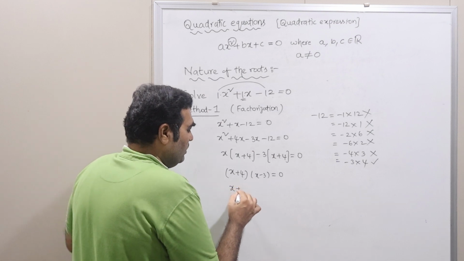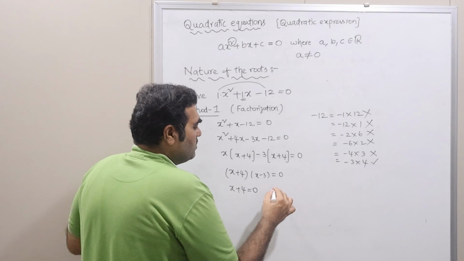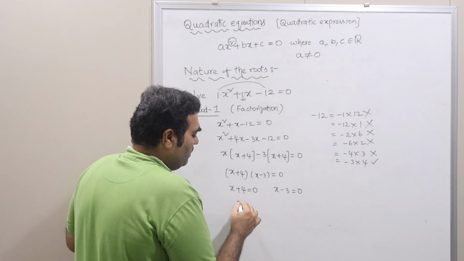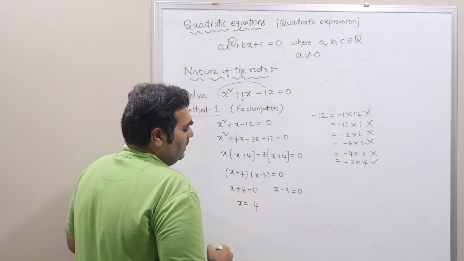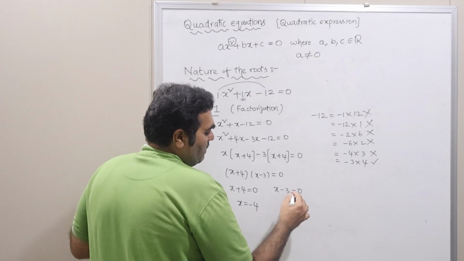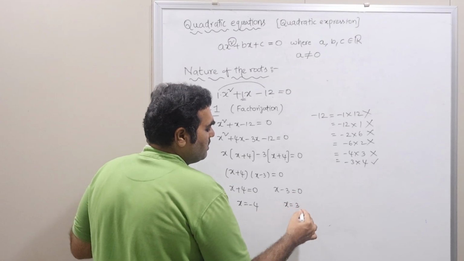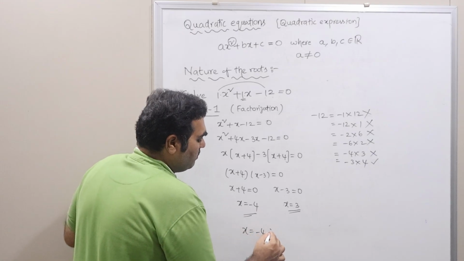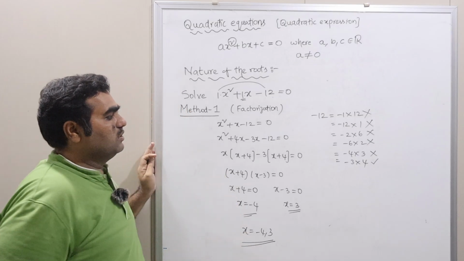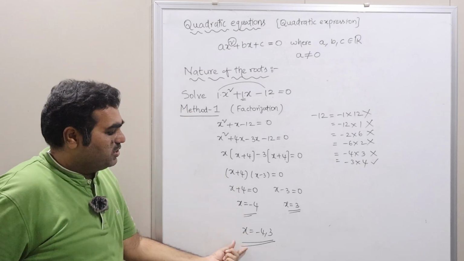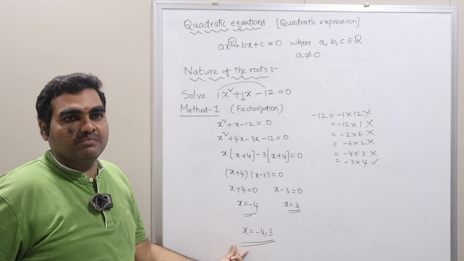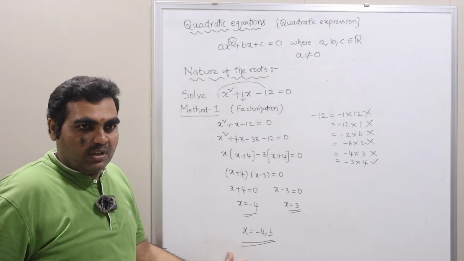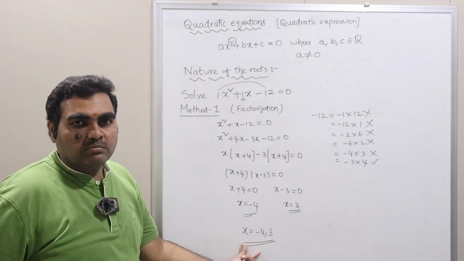And this is true only when either x plus 4 is equal to 0 or x minus 3 is equal to 0. Now if x plus 4 is equal to 0, it implies that x is equal to minus 4. If x minus 3 is equal to 0, it implies that x is equal to 3. So you can write x is equal to minus 4, 3. This is the solution for this given quadratic equation. So the number of roots is 2 and the number of solutions is also 2.